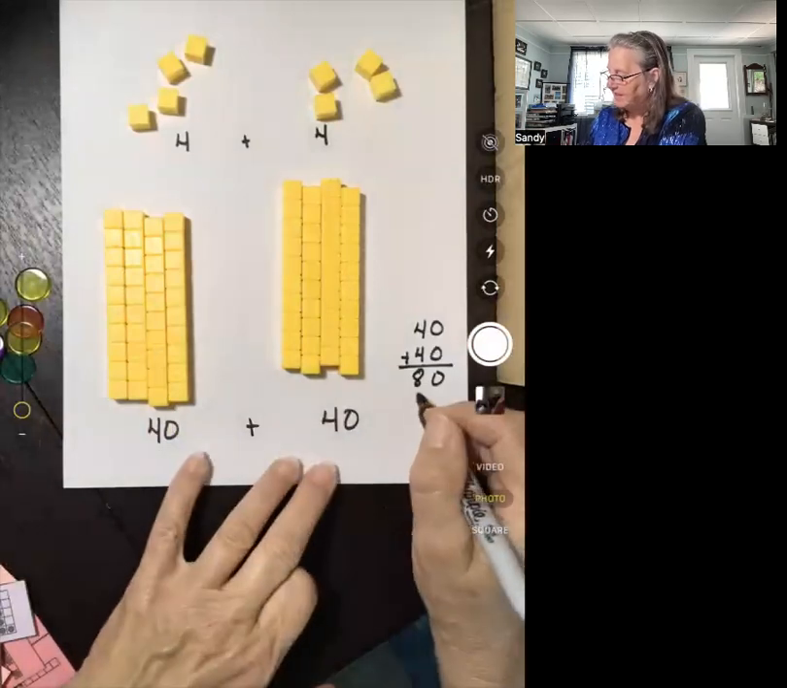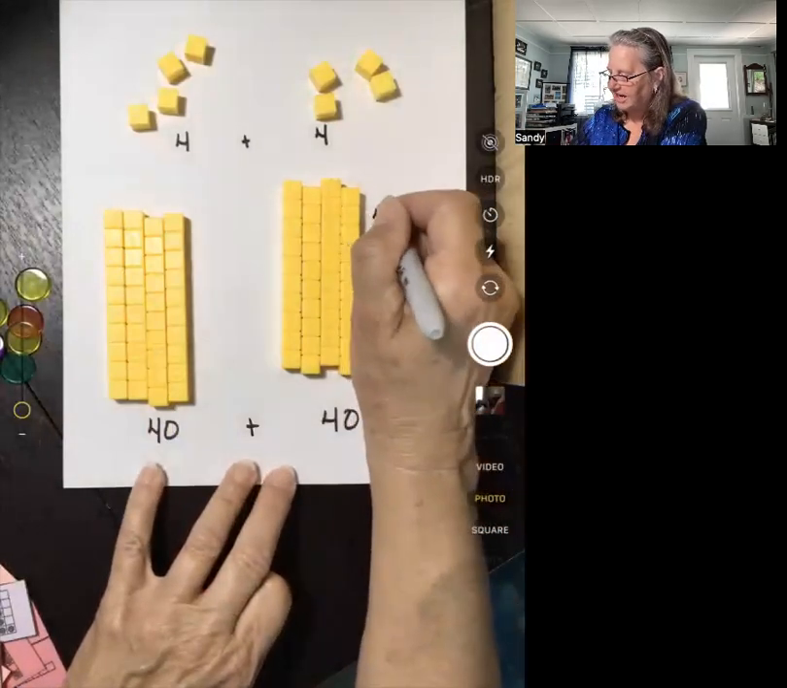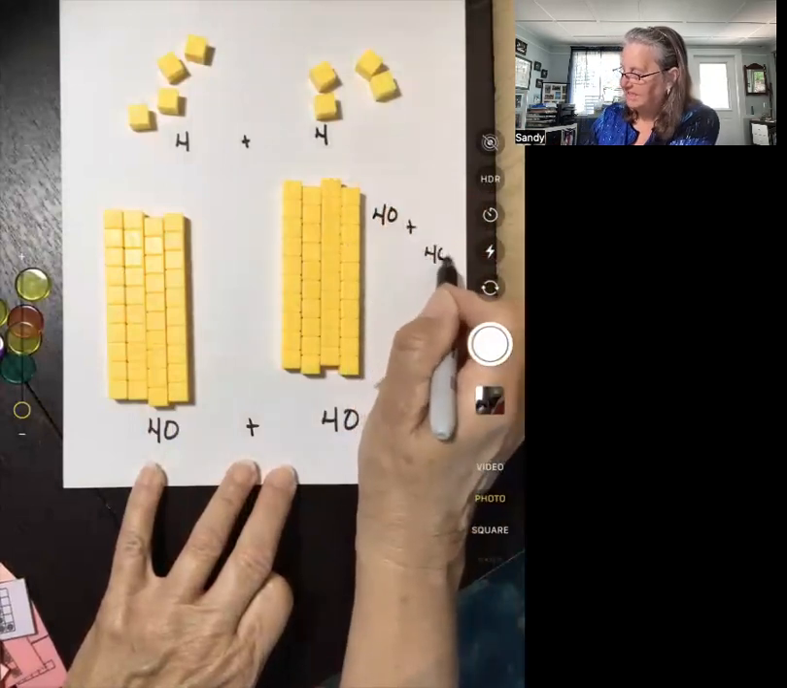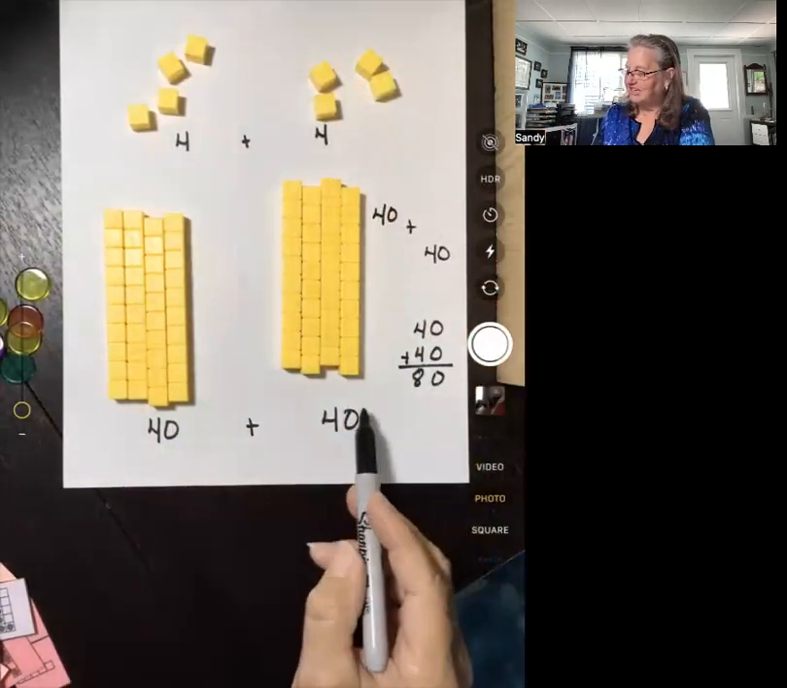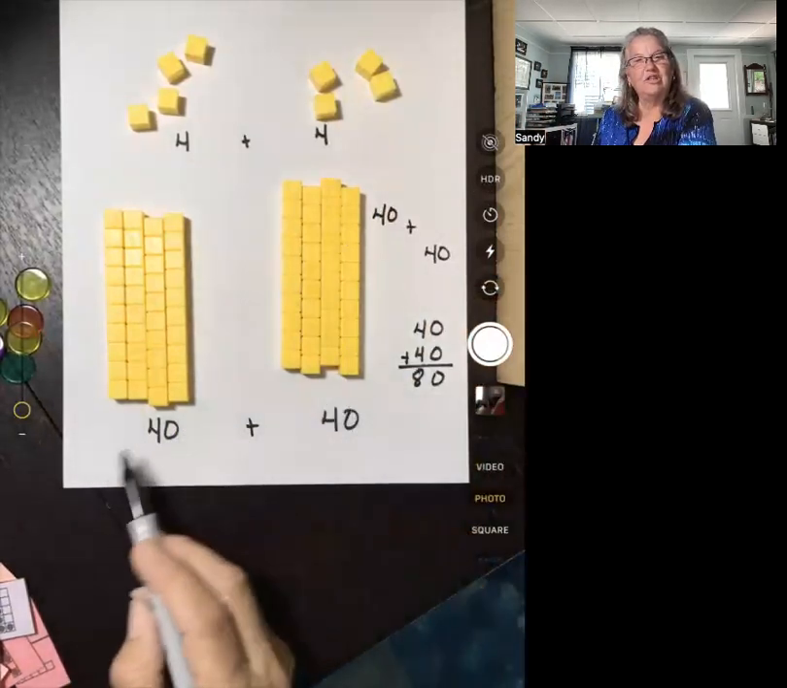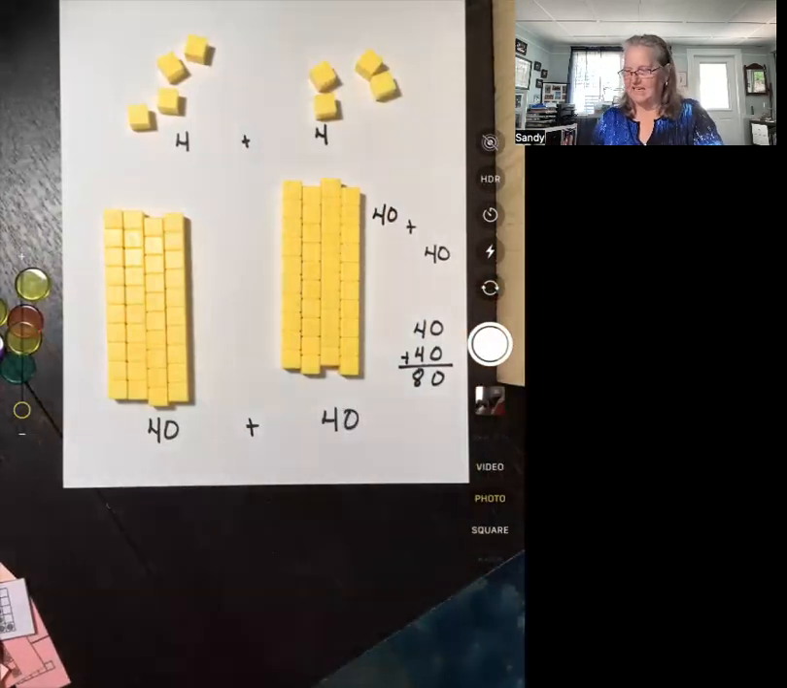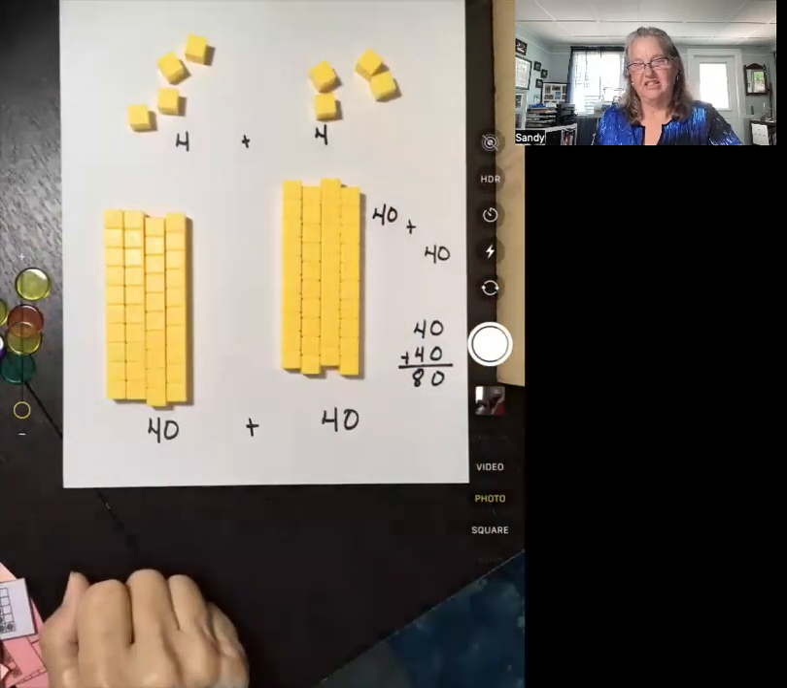And what would happen then is I don't have to align if I understand I'm combining like size pieces. I could write it anywhere on the page. That's why you're seeing a lot more of this written horizontally than always vertically. It's building that flexibility, but it's building the understanding of combining like size units.